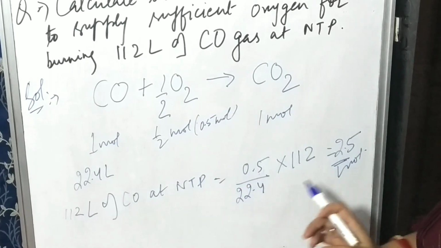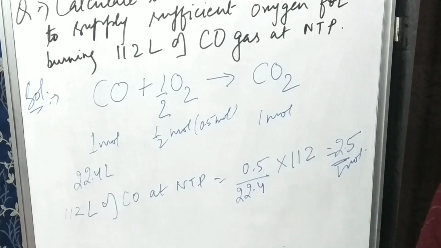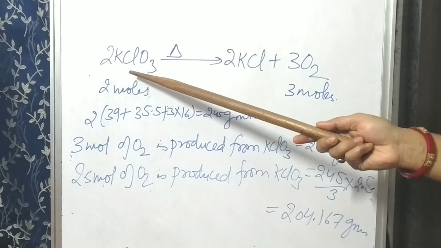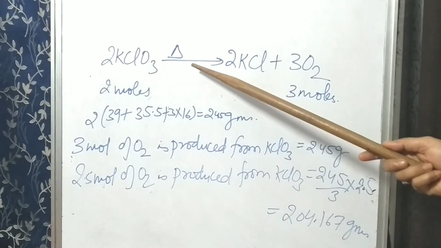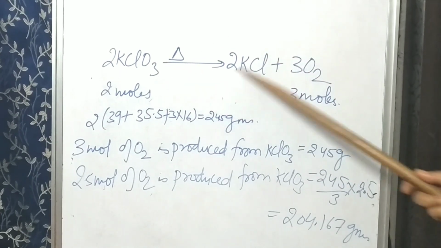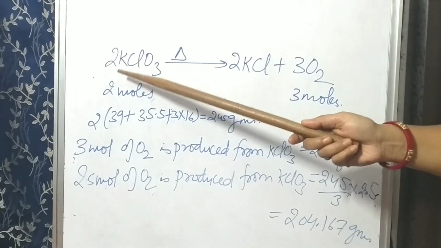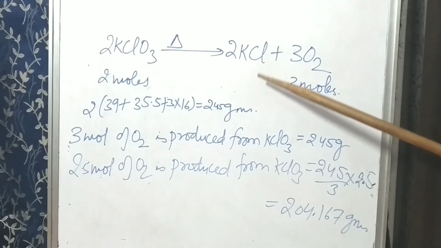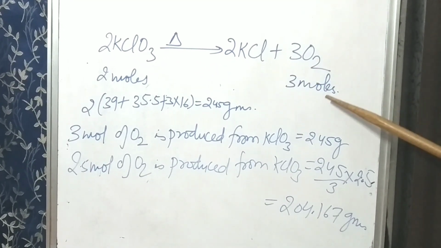Here we have calculated all the things in volume. Now moving on, O2 is to be obtained by heating KClO3 in this reaction. So we will write the next. Children, now see here, when KClO3 is heated it forms KCl and 3O2. I have already balanced it so that you can understand: 2 KClO3, when heated, forms 2 moles of KCl and 3 moles of oxygen.